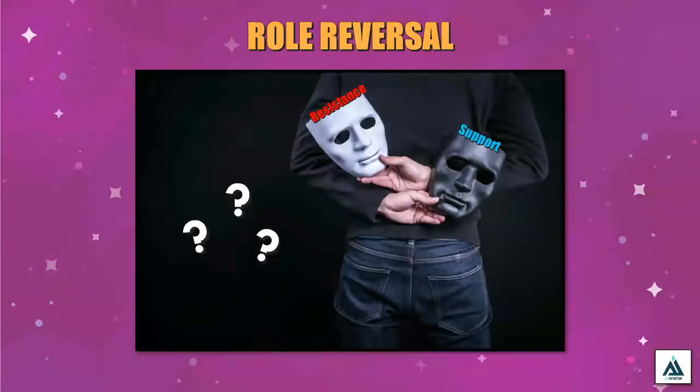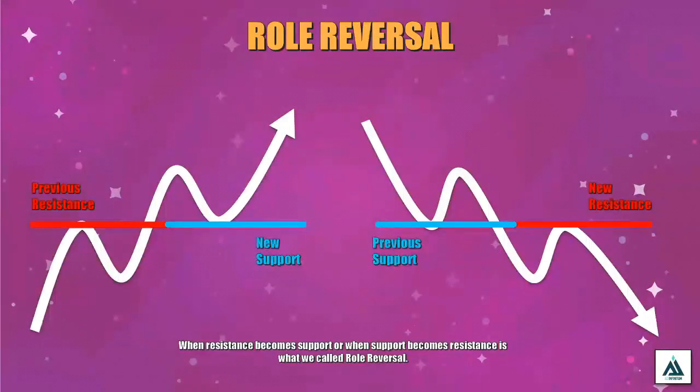Pero, what would happen when a resistance or support level is broken or nabasag? Then the concept of role reversal applies. What is role reversal? A key concept of technical analysis is that when resistance or support level is broken, they reverse their roles and becomes the opposite. When resistance becomes the support, or when support becomes the resistance, is what we call role reversal.